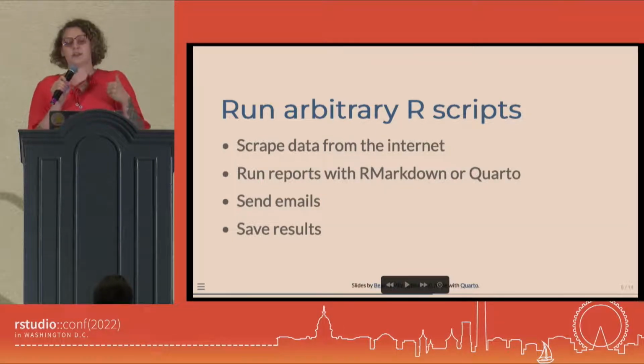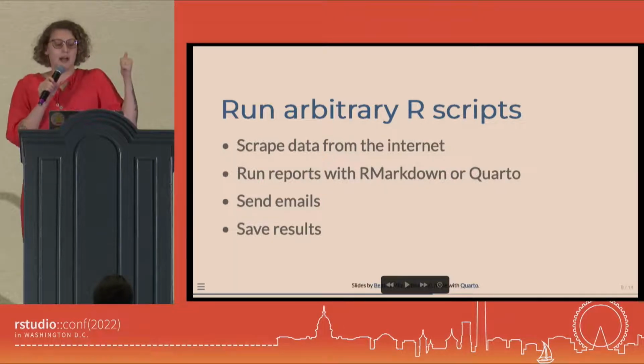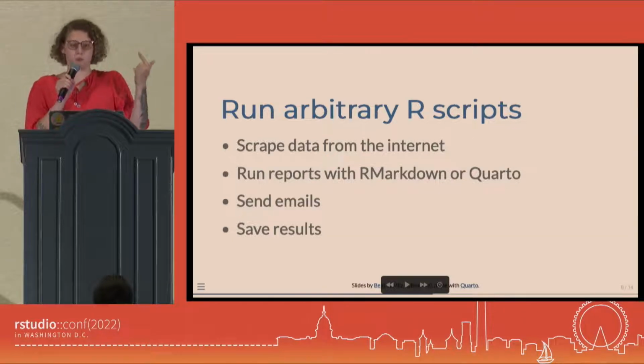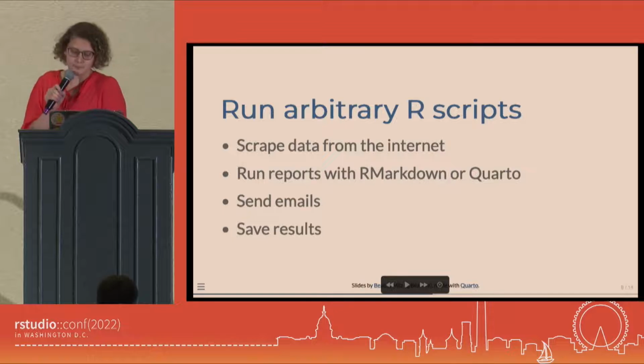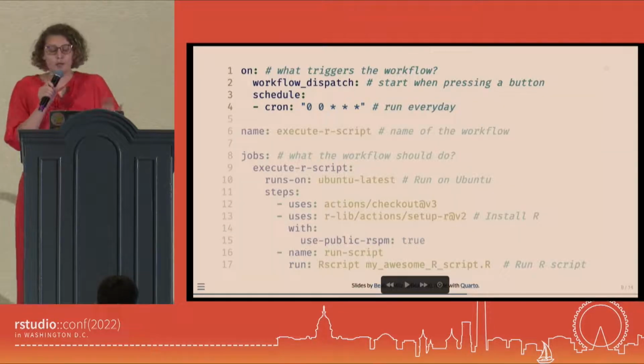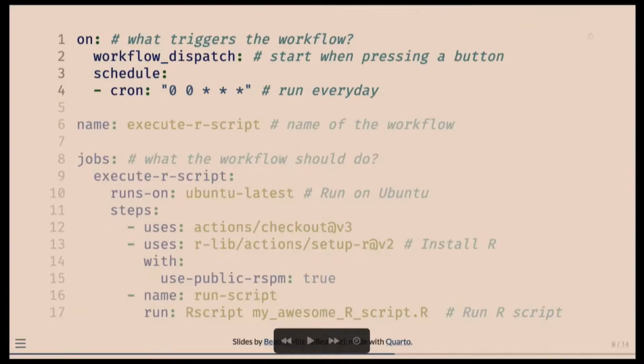I do that a lot, with government data. Run reports with R Markdown and Quarto. We can send emails and save results, all doing GitHub Actions with R. So this is a simple example of a workflow file, but I don't expect you to understand this right now. But the point is, this first part, we have the events, and this part tells when the workflow should run.